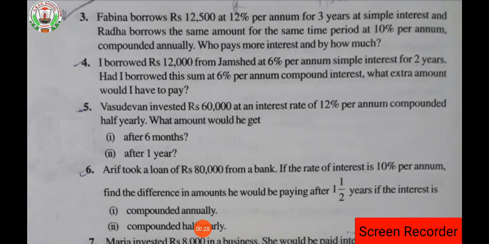Yesterday I told you that the first condition is annually, that means yearly. The second condition is half yearly, in which the time becomes double while the rate becomes half. The third one is quarterly. In quarterly, what happens to the time? The time becomes 4 times, and the rate is divided by 4.